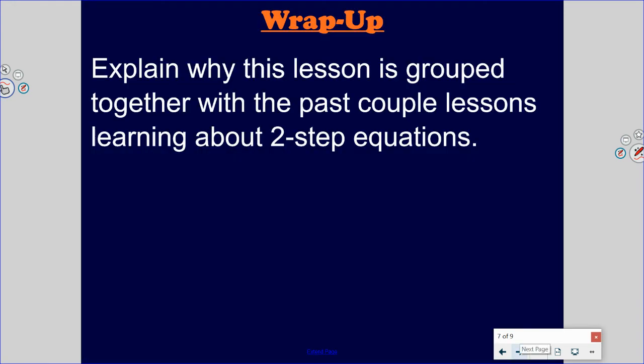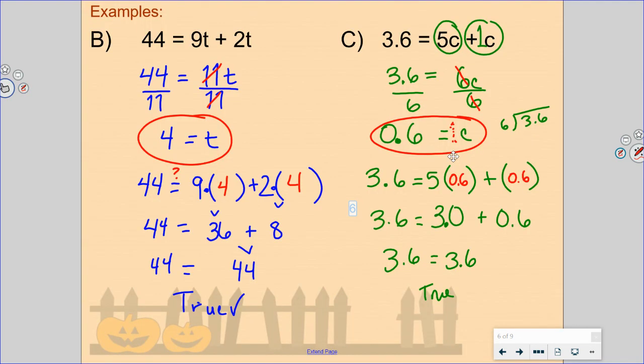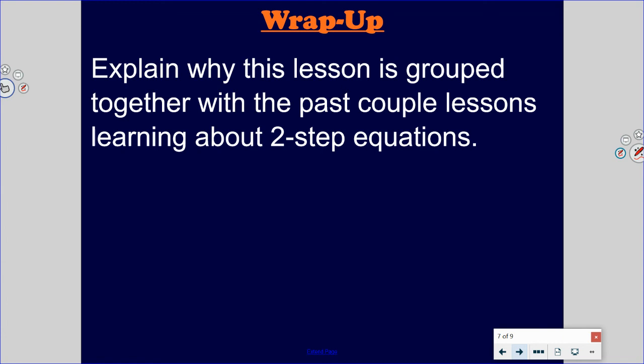Now, wrap this up. Pause if you need, think about this. Why are we grouping this together in a chapter of two-step equations? If you'd like, go back to those last couple examples. Step 1 was combining like terms. And then step 2 was eliminating the coefficient, in this case through division. So, as a matter of fact, these are two-step equations. That, ladies and gents, is why we brought this together into this chapter.